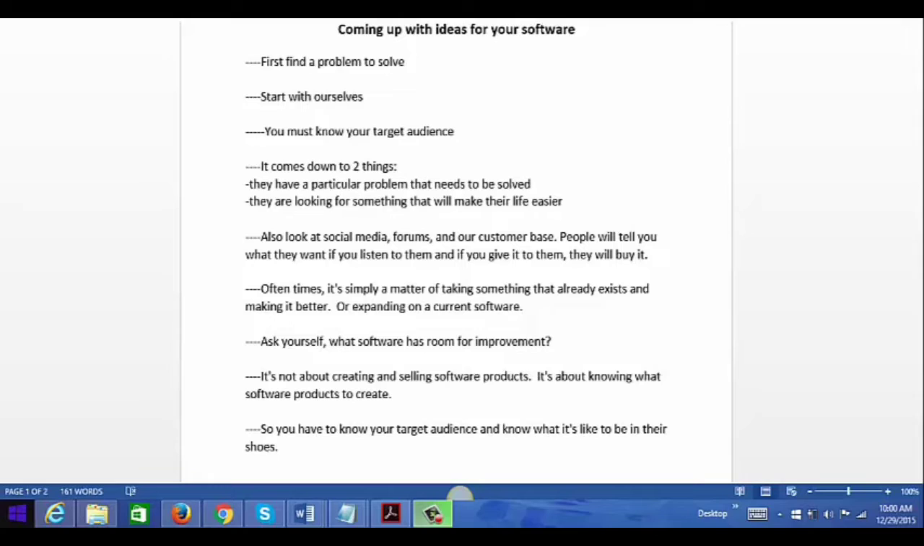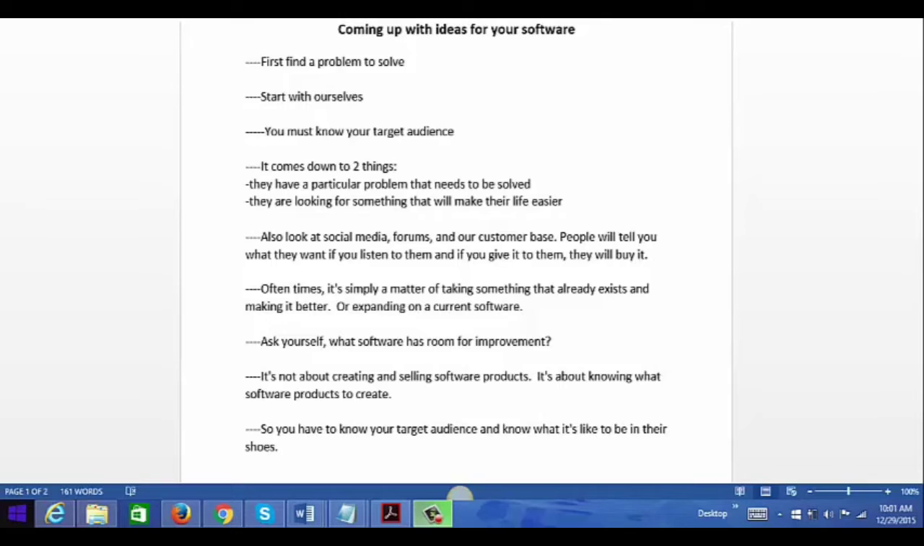Coming up with ideas for your software. Before you create a software product, you need to know what it's going to bring to the table. You need to know what problems it's going to solve, because that's what software tools do: they solve problems or potential problems. Okay, so first let's start with ourselves. Do you have a problem in your business or personal life that can be solved with a software tool? Because let's face it, if you have a problem, I'm pretty sure there are going to be other people out there with similar problems as you. So your problem is not unique to yourself.